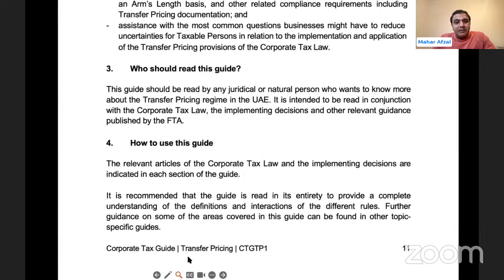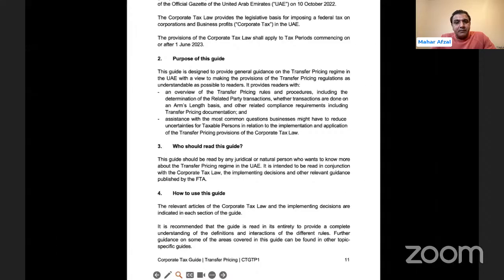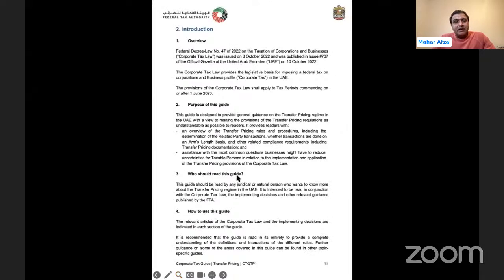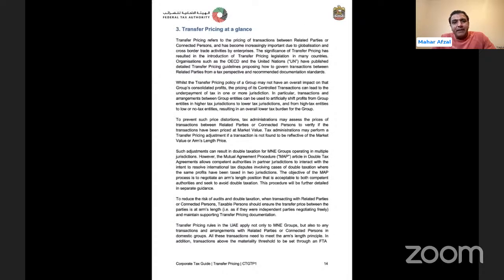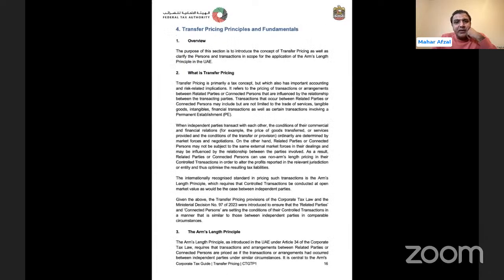Okay, these are the definitions, and this is the introduction where TP is important. Then the status of the guide. Transfer pricing at a glance, they give an overview, transfer pricing principles and fundamentals. What is TP? What is transfer price?